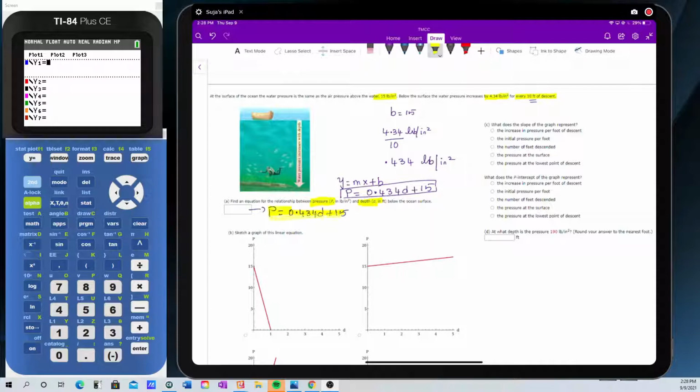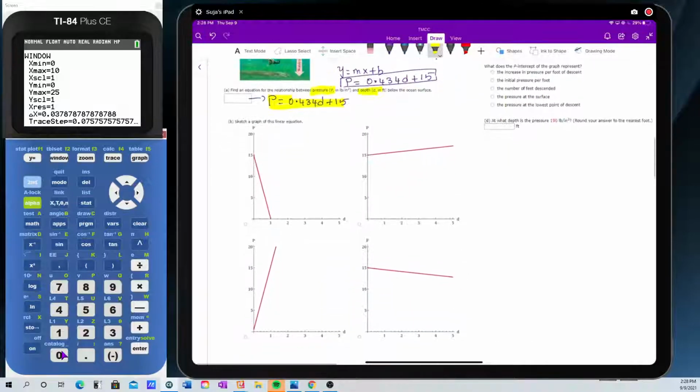So P will be along the y-axis and your depth will be along the x-axis. Now let me graph this here just so that I can see what I'm going to see. I would put 0.43, and in my graphing calculator I will have to use x instead of d because that's how it's built, plus 15. Now I'll keep my window. I don't need to know what is in the negative direction, so I'm going to keep the x minimum and y minimum at 0.